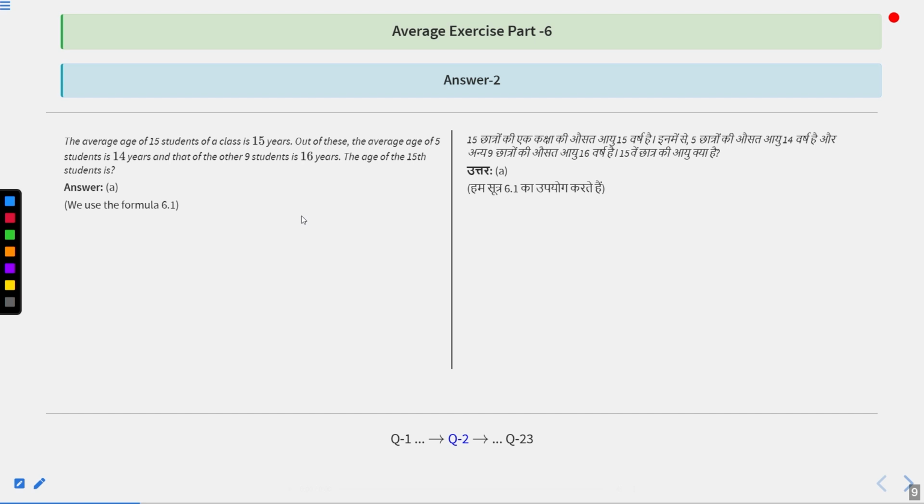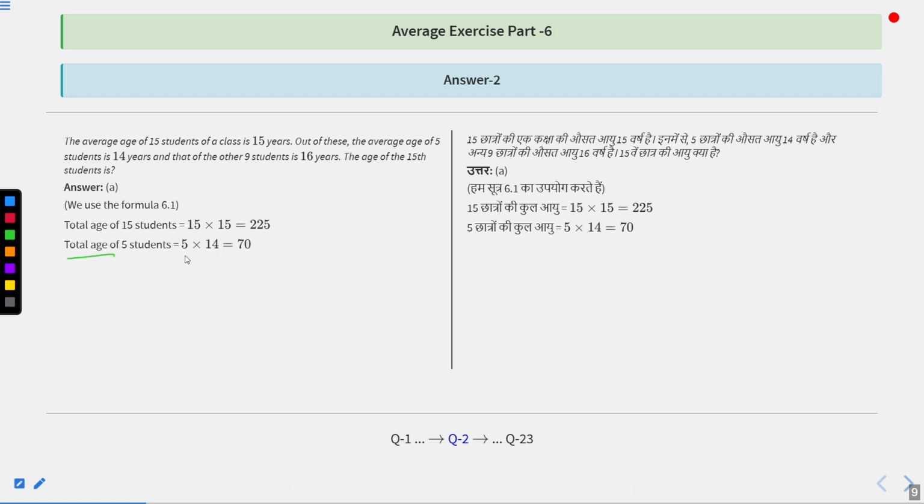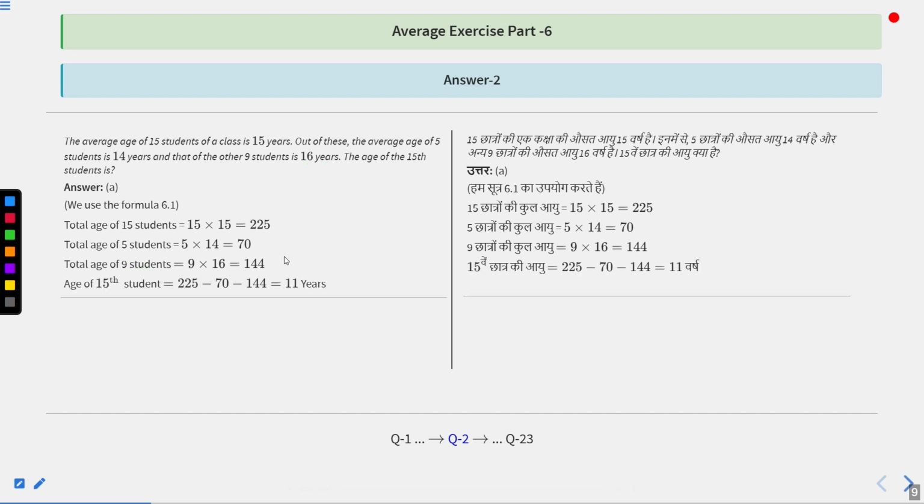Now we are using formula 6.1. What will be the total age of 15 students? It is given that the average age of 15 students is 15, so it will become 15 into 15, 225. What is the total age of 5 students? The average is 14, so it will become 5 into 14, 70. Same way, what is the total age of 9 students? 9 into 16, because it is given in the question, so it will become 144. Clear?